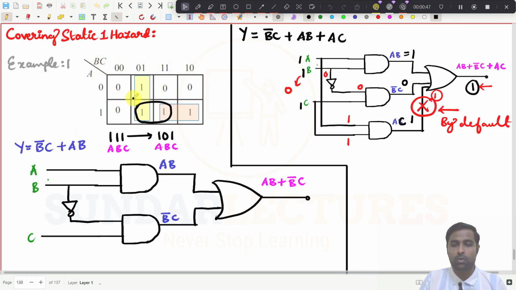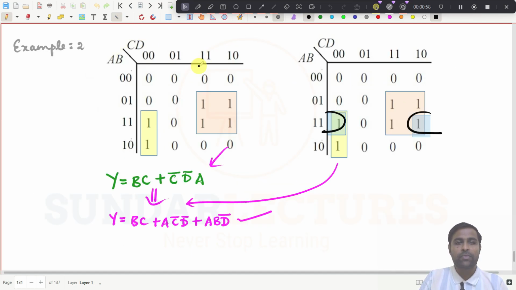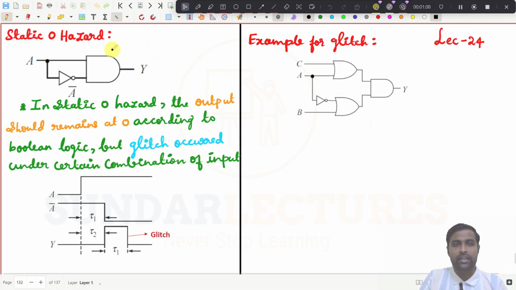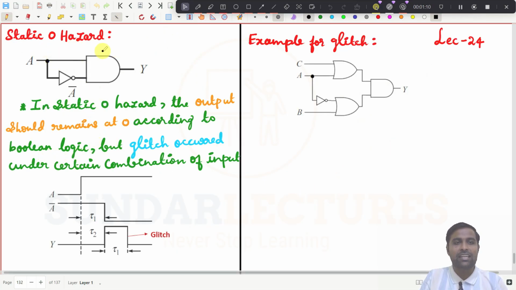Then we went to how to cover, how to eliminate the static 1 hazard. We took an example and eliminated the static 1 hazard, and we saw one more problem, maybe with 4 variables, and saw how to eliminate this particular static 1 hazard. And in this class we will see static 0 hazard.